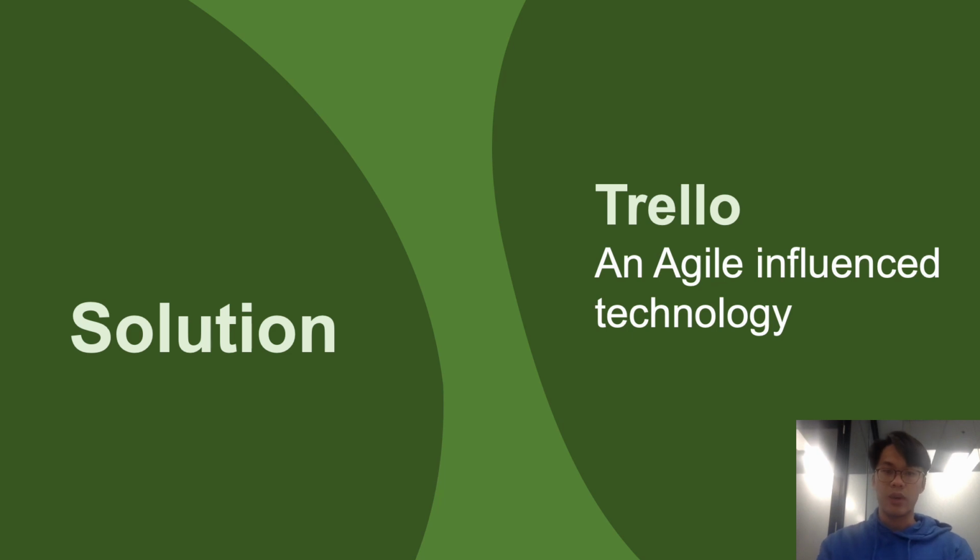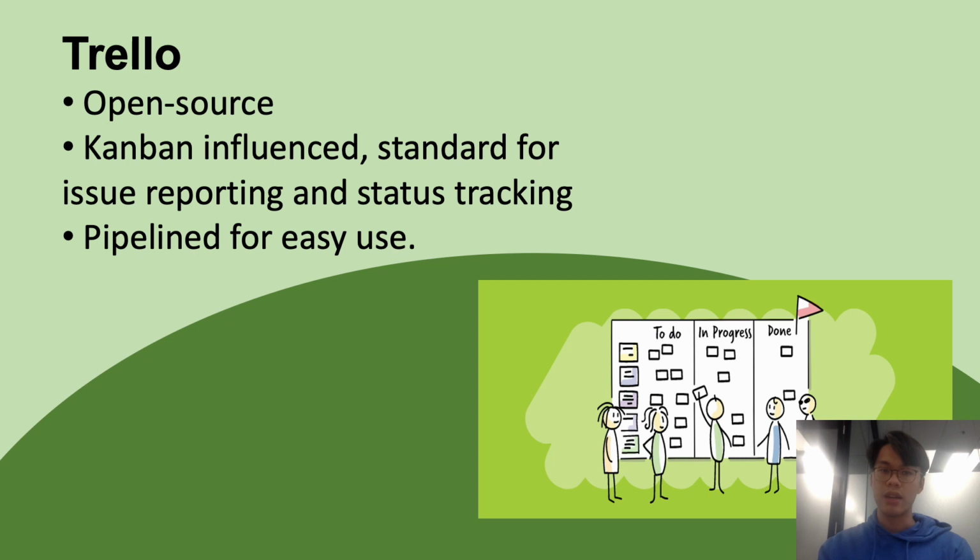The solution that we came up with to resolve these issues is using Trello, an agile influenced technology. Trello is an agile software. It is open source. Mostly it is Kanban influenced, which is the standard for issue reporting and status checking, very common in IT support. It has a pipeline which is very easy to use, and I'll show you in the next slide.